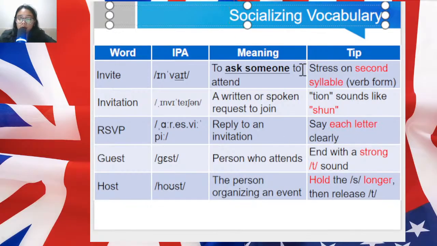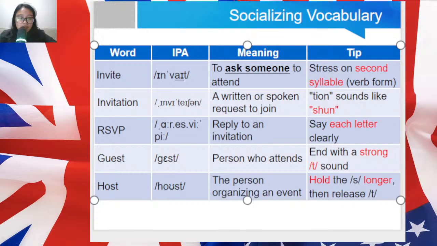Socializing vocabulary. So far, we talked about invite, invitation, and RSVP. Okay? Next to that is the word guest. This is the person who attends, and it ends with a strong T sound. Guest. The word guest is a simple but important word in English, especially when we are talking about socializing.